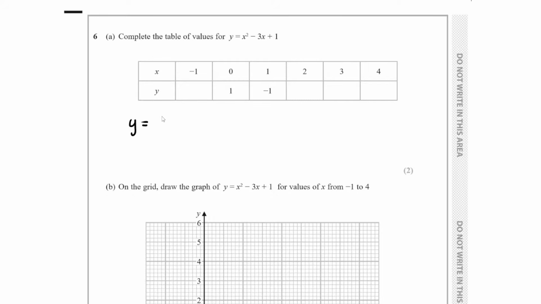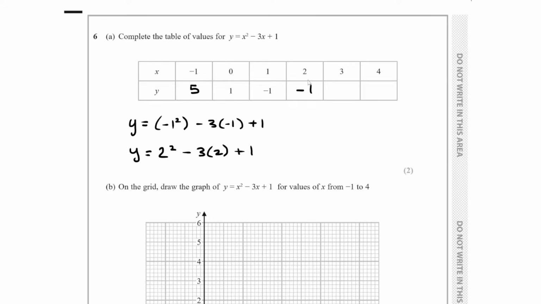Be really careful when you're subbing in negatives, because when you square a negative, remember, it becomes positive. So that would be -1 squared is +1. Then we've got another double negative here. -3 times -1 is +3. So that'd be 4 plus 1 is 5. That is positive there. Same for 2. That's going to be easier because it's positive anyway. So 2 squared is 4, minus 6 would be minus 2, plus 1 is minus 1.